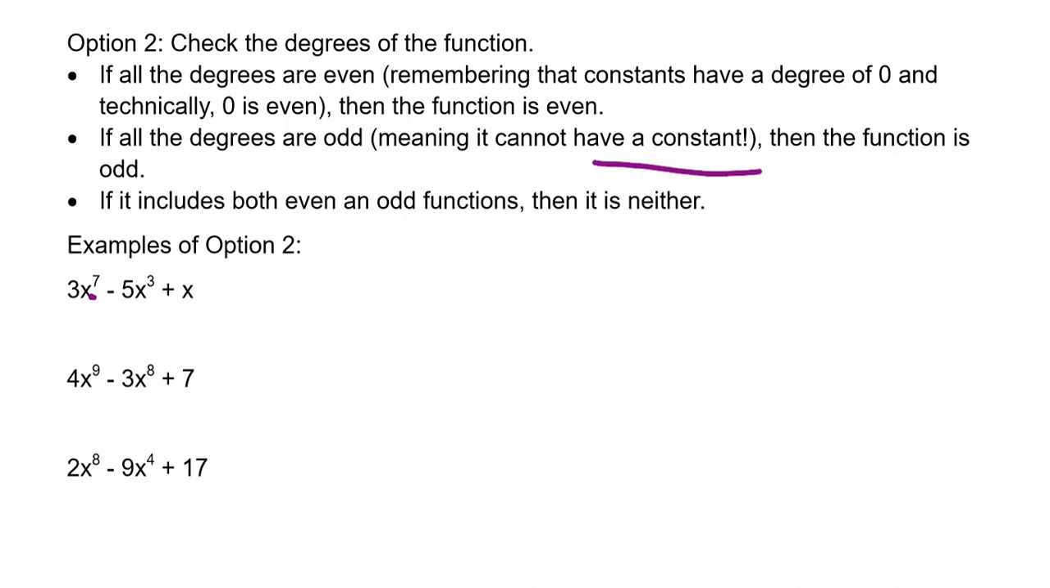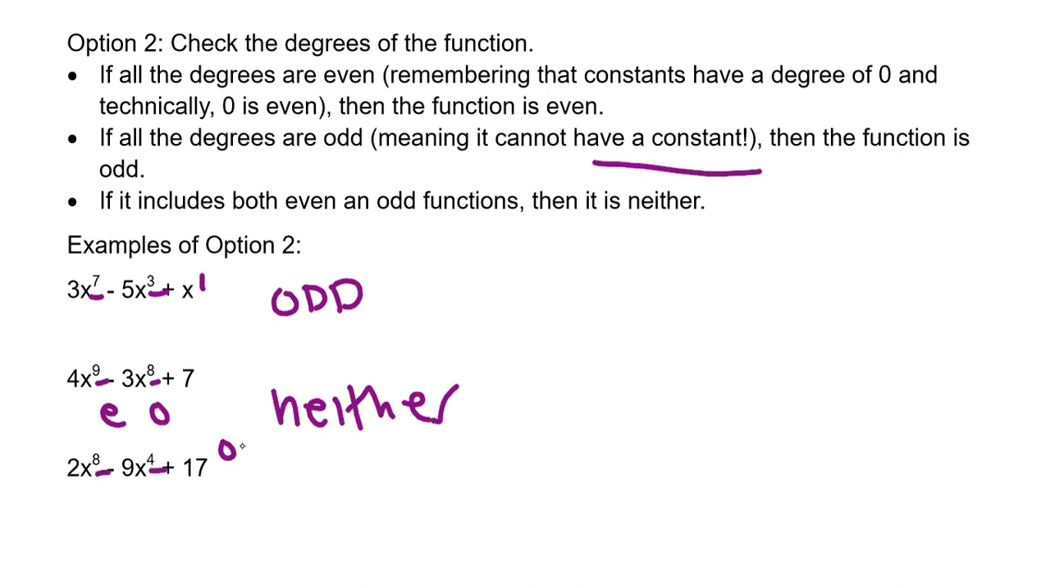So again, this is 7, this is 3, this is 1. Those are all odd. This is an odd function. This is 9, this is 8. It includes both even and odd, so this is neither. This is an 8. This is a 4. This one has a degree of 0. So this one is even. So you see how that way is so much easier to me. That's why I do it that way.